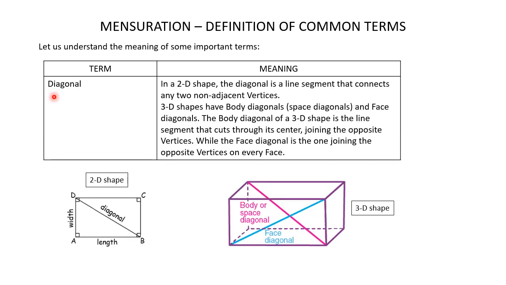Let's now understand the meaning of diagonal. In a 2D shape, the diagonal is a line segment that connects any two non-adjacent vertices.